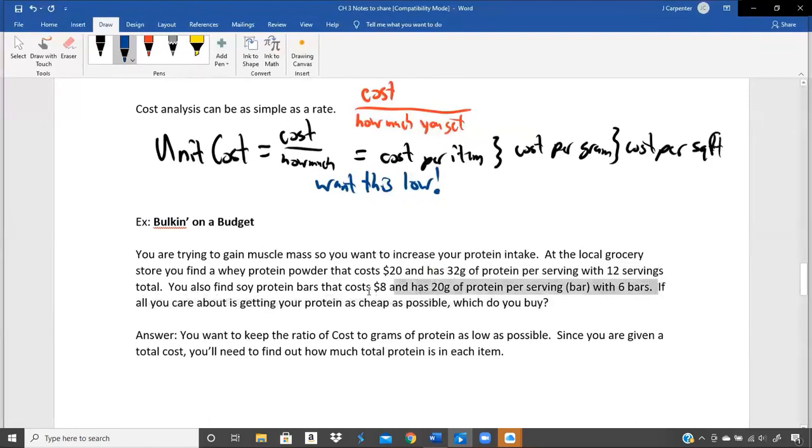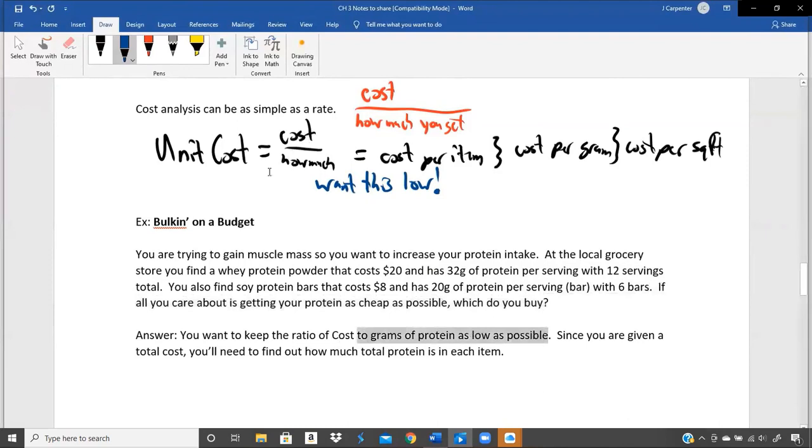So if all you care about is getting your protein as cheap as possible, which do you buy? All we care about is getting it as cheap as possible, not about getting 32 grams versus 20 grams, not about whey versus soy, just cost analysis, pure, unadulterated cost analysis. So you want to keep this ratio of cost to grams of protein as low as possible.